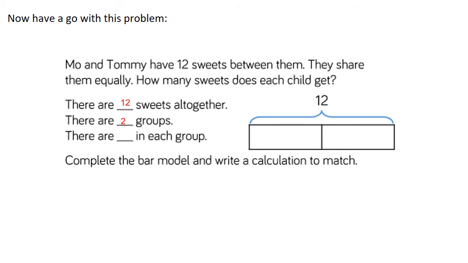How many will there be in each group? Well, if you shared your 12 equally, 1, 1, 1, 1, 1 like that, you would end up with 6 in each section, or 6 in each group. So there we go, I've completed my bar. I could put some numbers in as well to help. And then my calculation would be 12 divided by 2 equals 6.